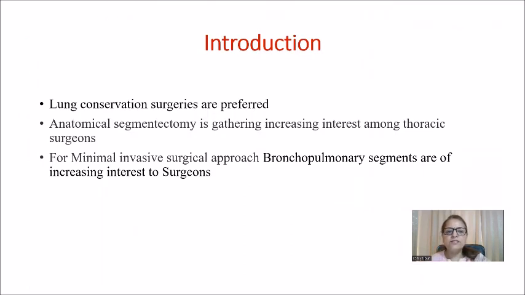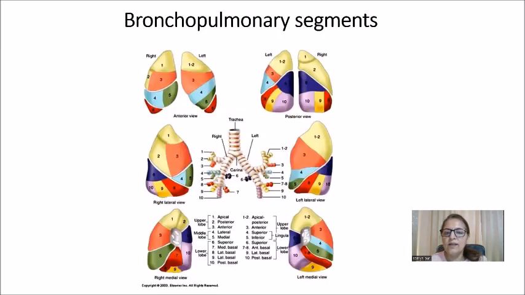The topic of my today's discussion is the 3D anatomy of bronchopulmonary segments for VATS. As we know, lung conservation surgeries are the preferred surgeries these days for better function of the lung post-operatively. Anatomical segmentectomy is gathering increasing interest among thoracic surgeons, and for minimally invasive surgeries, bronchopulmonary segments are also of increasing interest to surgeons. So in this slide, we will go through the anatomy of bronchopulmonary segments hurriedly.